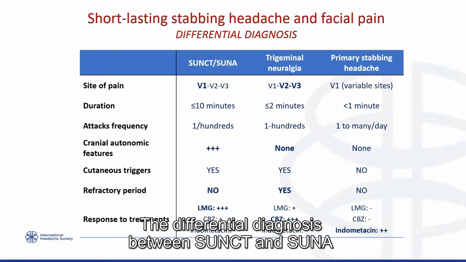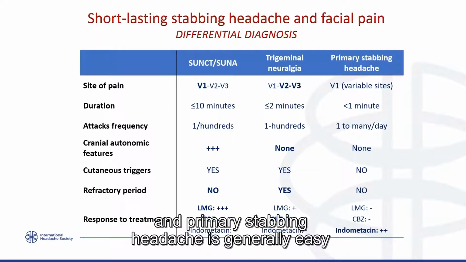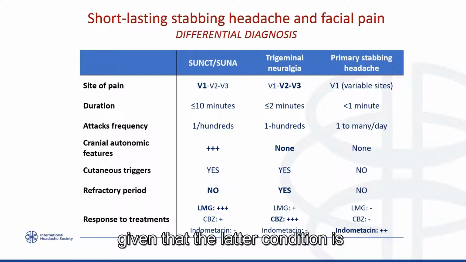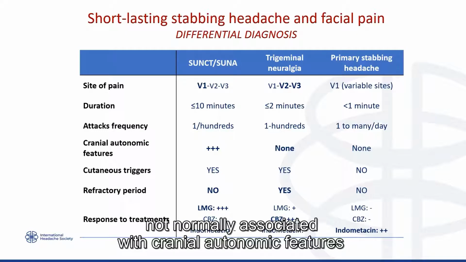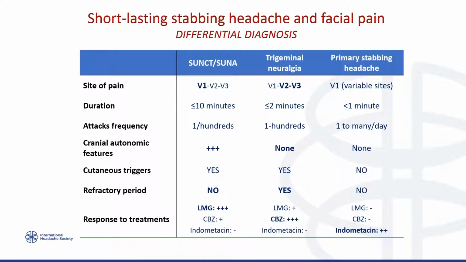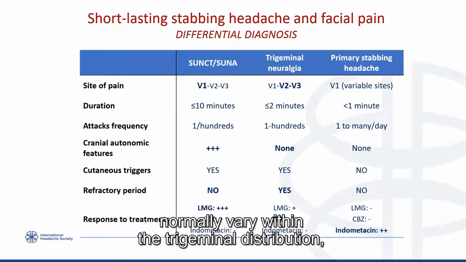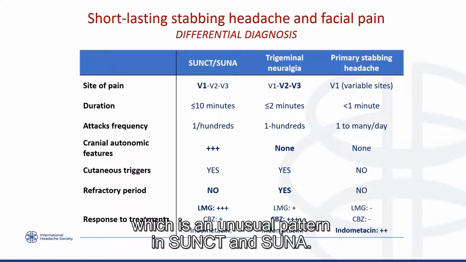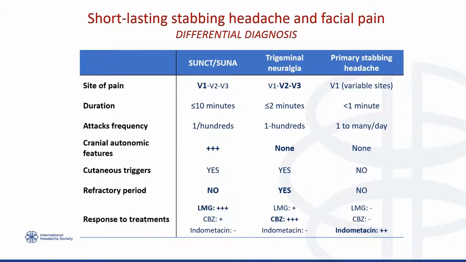The differential diagnosis between SUNCT and SUNA and primary stabbing headache is generally easy, given that the latter condition is not normally associated with cranial autonomic features and that the pain territories in primary stabbing headache normally vary within the trigeminal distribution, which is an unusual pattern in SUNCT and SUNA.